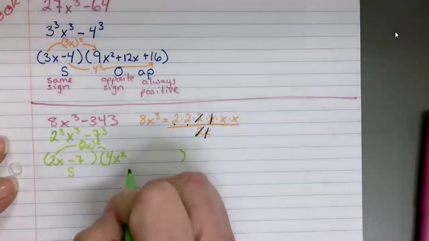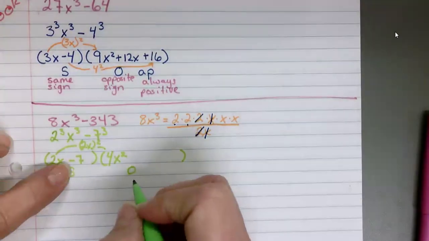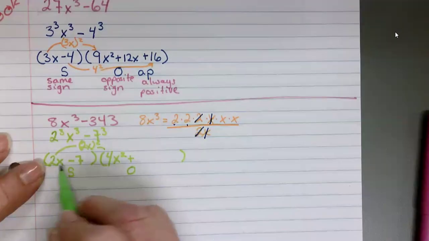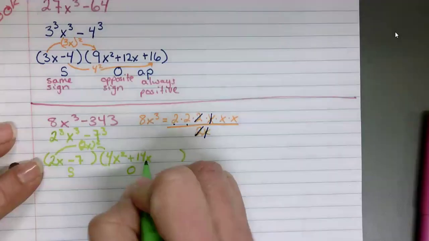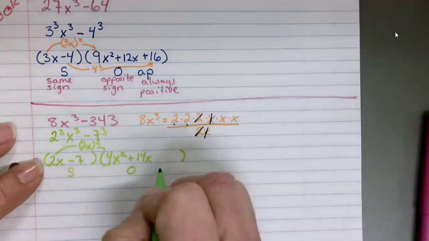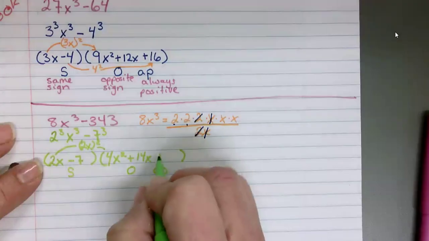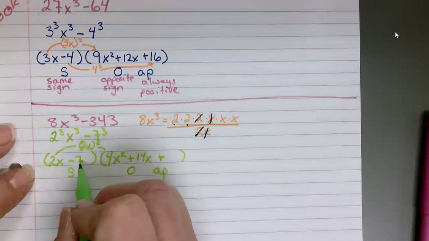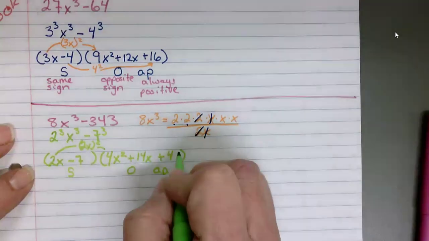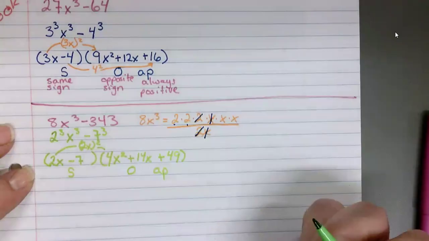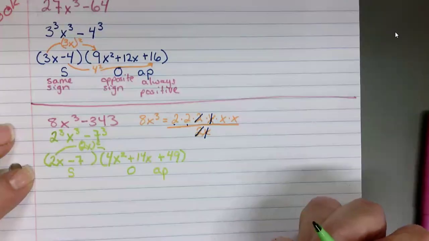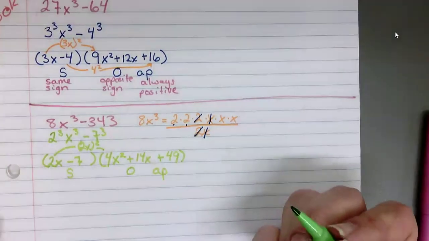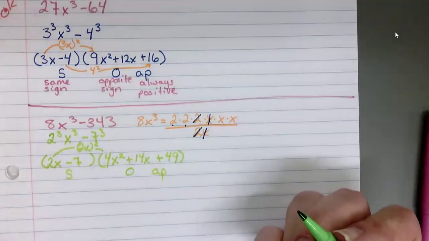Now our O tells me I'm going to have an opposite sign here. So instead of a negative, I'm going to have a plus sign. Here I multiply 2x times 7, 14x. My AP of my SOAP tells me this is always positive, and it is going to be 7 squared, which is 49. And you are finished because there's nothing special here. This you would have to use the quadratic formula for. And so we can be done.